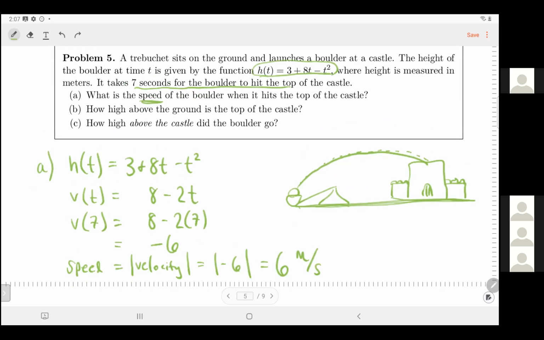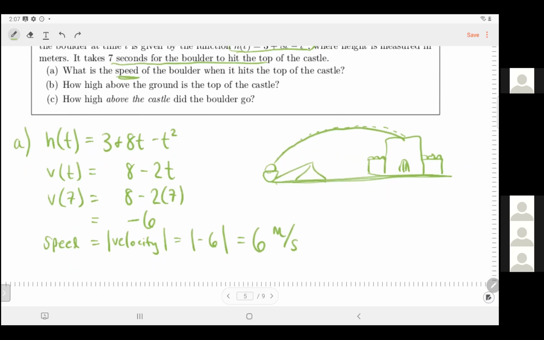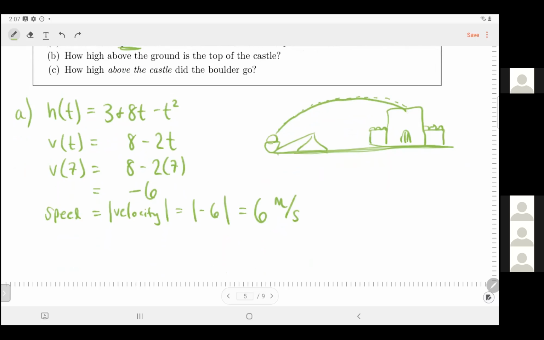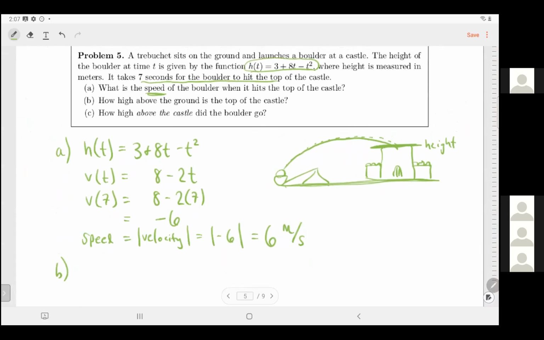Cool. Okay, awesome. Part B says how high above the ground is the top of the castle here? So what height is this? How would we figure that part out? Plug 7 in the original equation. Awesome. Okay, don't get stumped by stuff that's actually super quick. We know that the boulder lands atop the castle at time 7, so if we have a function for the height, we might as well use it.